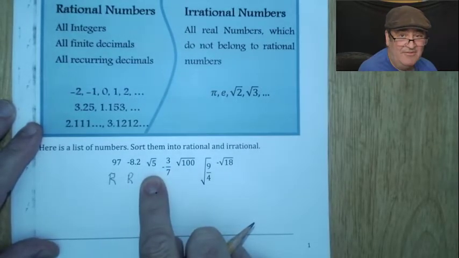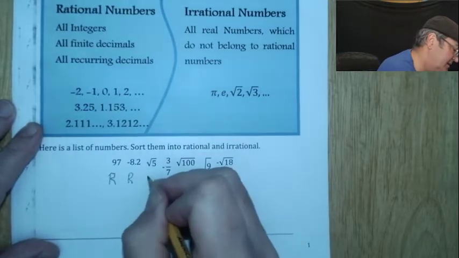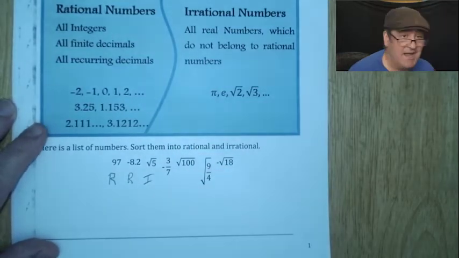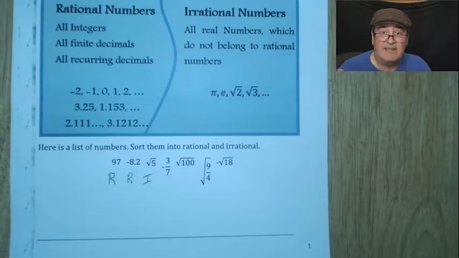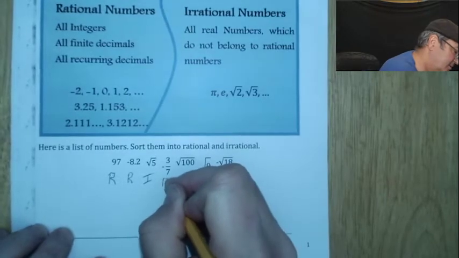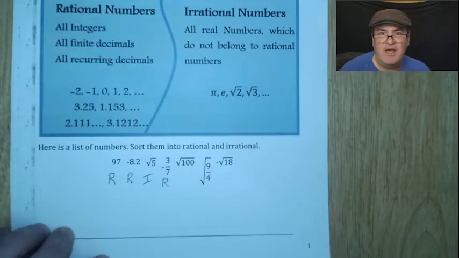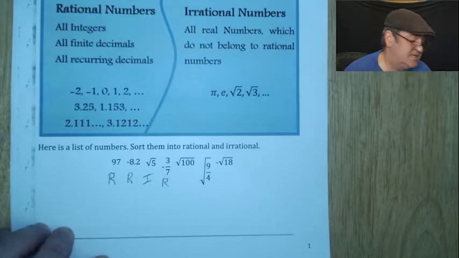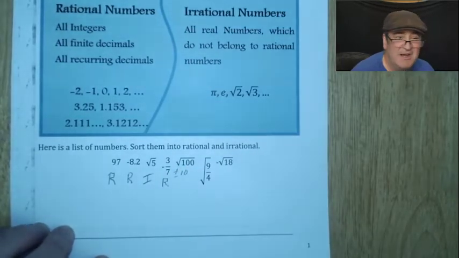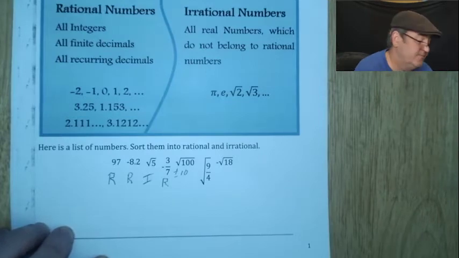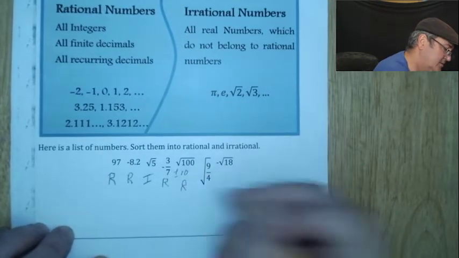Square root of 5. Square root of 5 is irrational. We're going to put an I for irrational. Negative 3/7, we can write that as a fraction using integers. That is a rational number. Square root of 100. Well, if you simplify that, that's just 10, plus or minus 10. Either one of those are rational numbers.